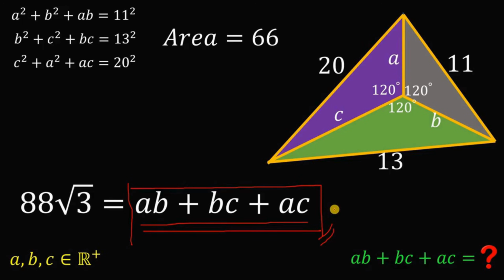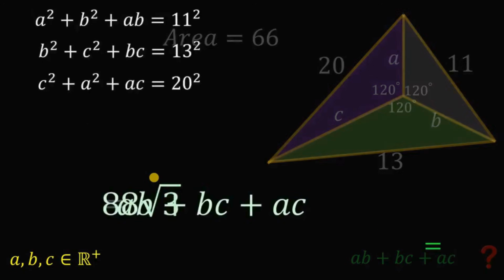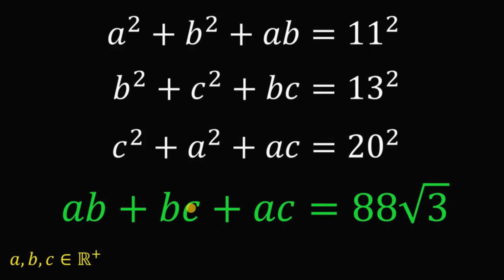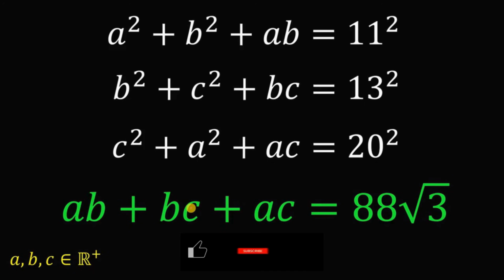Now, your question is, is this correct? Why do we use geometry? Because A, B, and C, we know, are positive real numbers. A, B, and C are side lengths. Therefore, A, B, and C must be positive real numbers. Therefore, our answer to this question must be equal to 88 multiplied by the square root of 3.